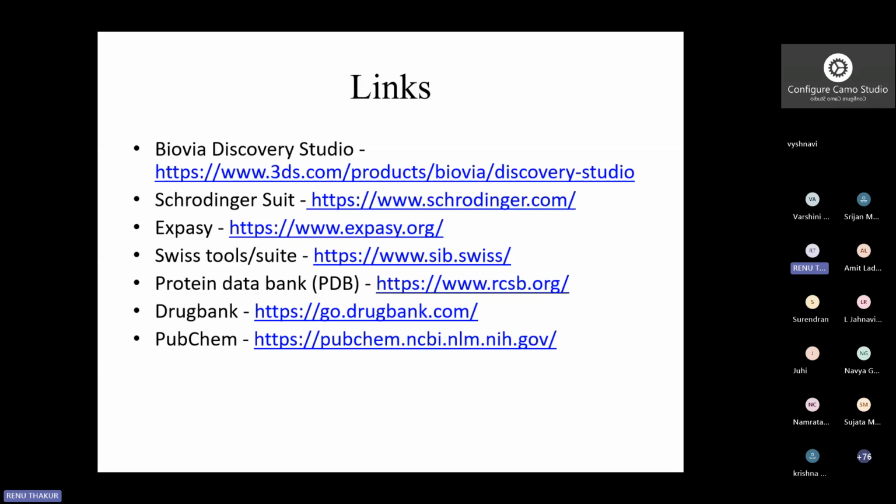And next is BIOVIA Discovery Studio, 3DS. Here you can run small molecule simulation. You can analyze receptor ligand interactions. You can do molecular interactions. You can visualize in 3D, 2D, and you can create a binding site. And you can do pretty much more. You can play with macromolecules with this BIOVIA Discovery Studio. It is used to visualize. And Schrodinger Suite is the premium package of bioinformatics tools. So I wanted to tell about Schrodinger Suite.